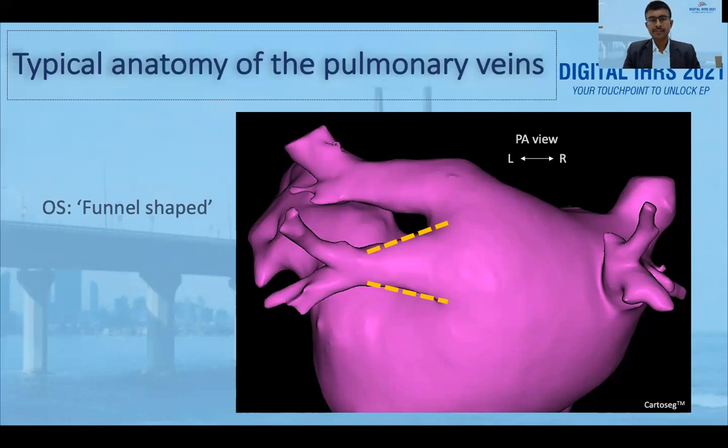Again, it is very important to appreciate a funnel-shaped ostia. When you inadvertently put the balloon into the pulmonary vein, into such a funnel-shaped ostium, there is more risk of pulmonary vein stenosis.